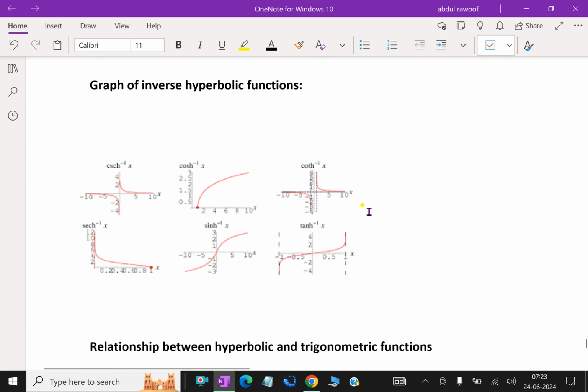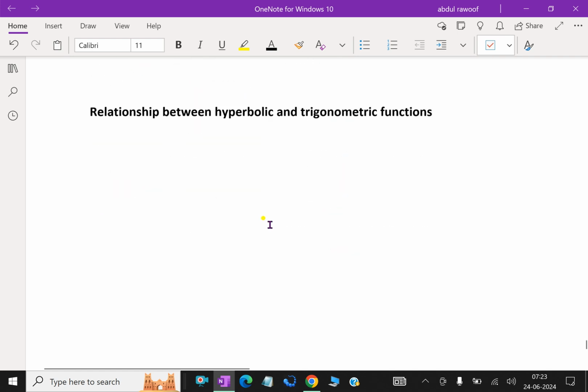Now the next one, graphs of inverse hyperbolic functions. Look at this: these are the graphs of sinh inverse x, cosh inverse x, tanh inverse x, coth inverse x, sech inverse x, and cosech inverse x.